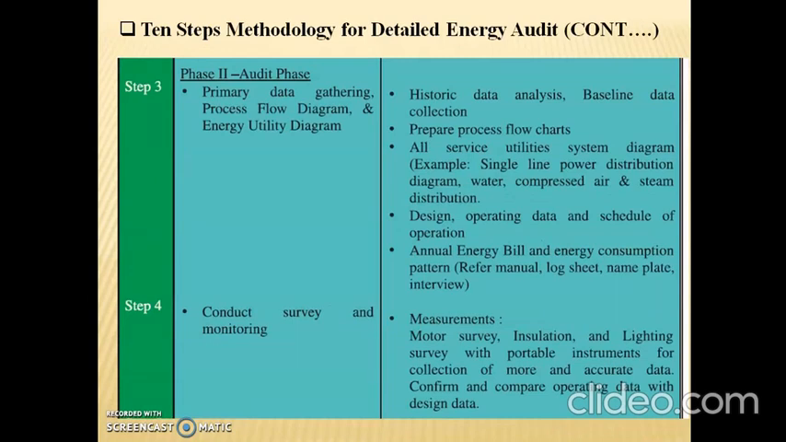Then the second phase is the actual audit phase. In step 3, primary data gathering, process flow diagram and energy utility diagram. This is the plan of action. In this, you will go for historic data analysis, baseline data collection, then prepare process flow charts. After understanding the process of the industry, the auditor will prepare process flow charts. Then all service utility system diagrams, like a single line power distribution diagram, water, compressor, steam distribution, all the networking. You may have a diagram for the utilities.